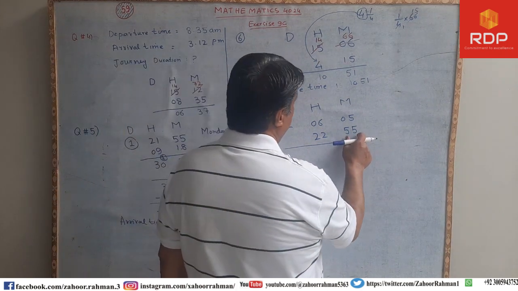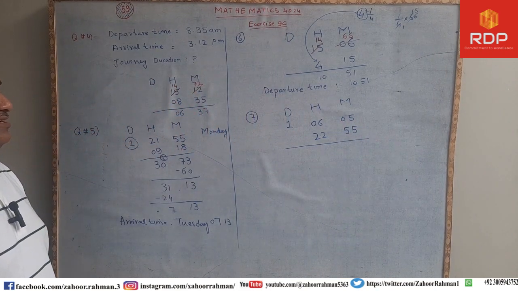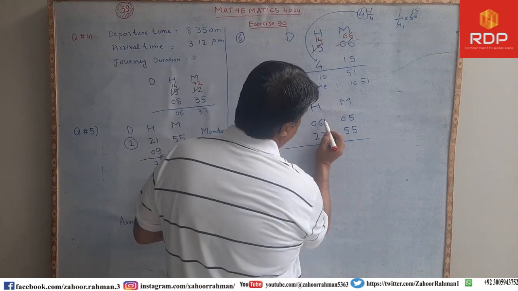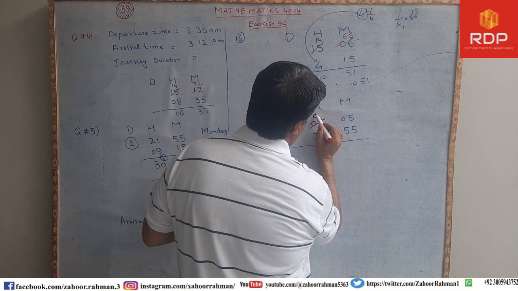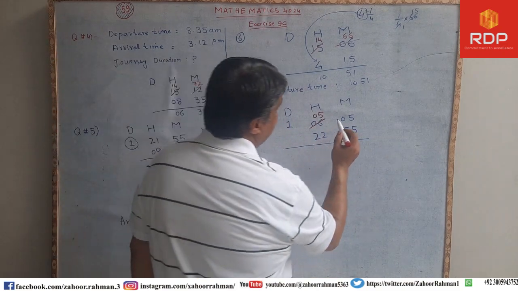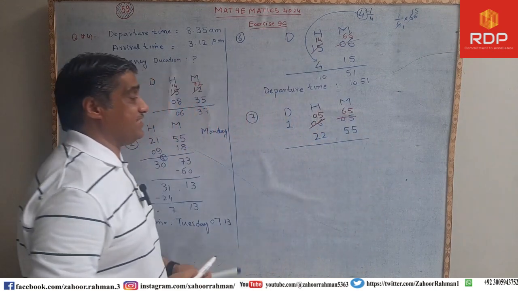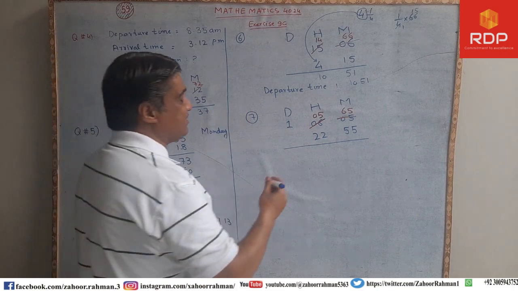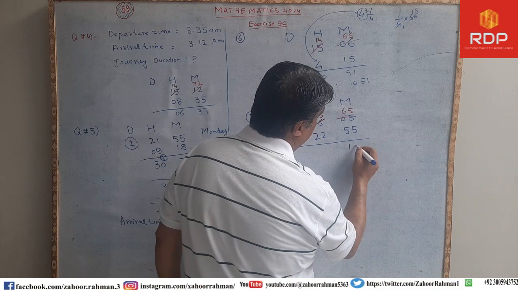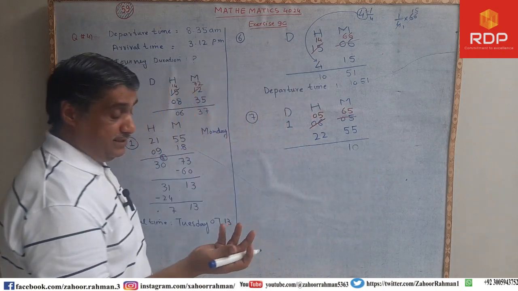Can 55 be subtracted from 5? No, it cannot. So we have to carry 1 hour. So it will remain 05 and it will be 65 when 60 is added. So when we subtract 55 from 65, we will be left with only 10.